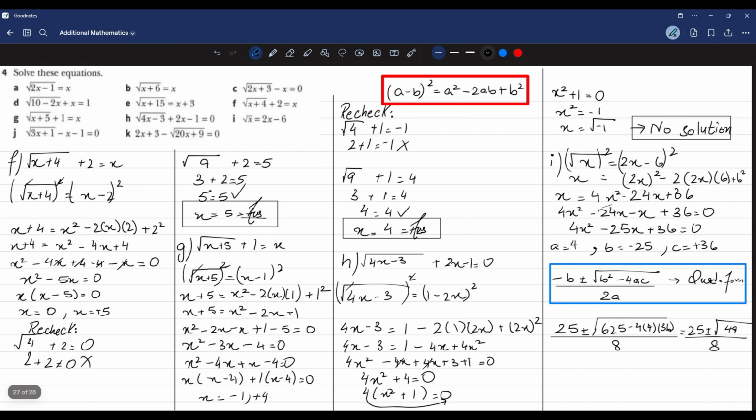Here, 25 plus minus, what is under root 49? We all know that 7 squared is equal to 49. So this is the case here, divided by 8. So we have two answers. x is either equal to 25 plus 7 divided by 8, which is 4, or x is equal to 25 minus 7 divided by 8, and that's equal to 9 over 4. So we have two values for x.